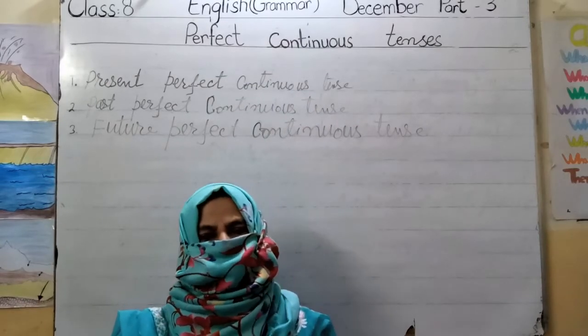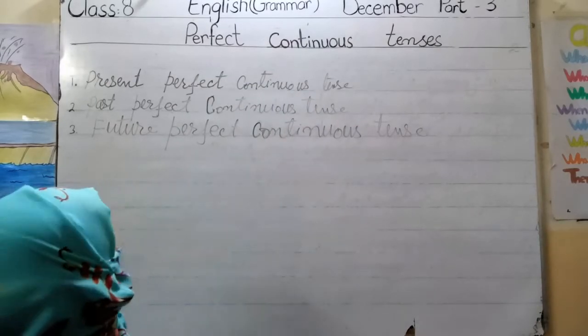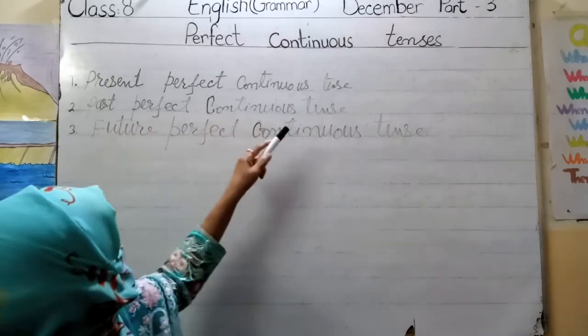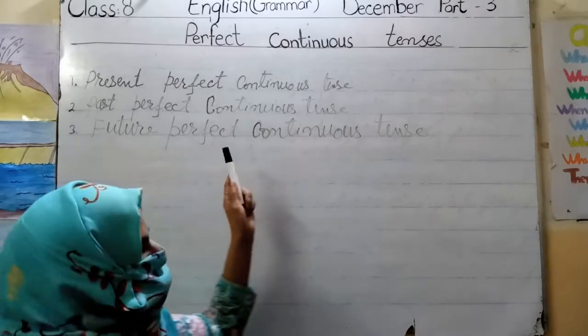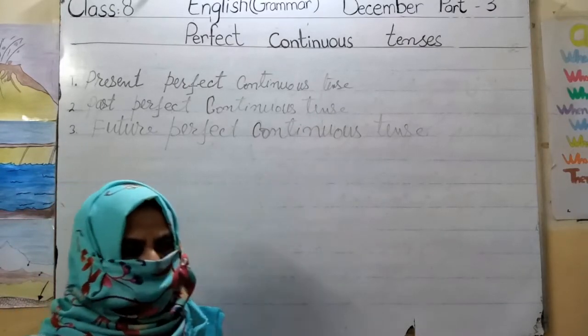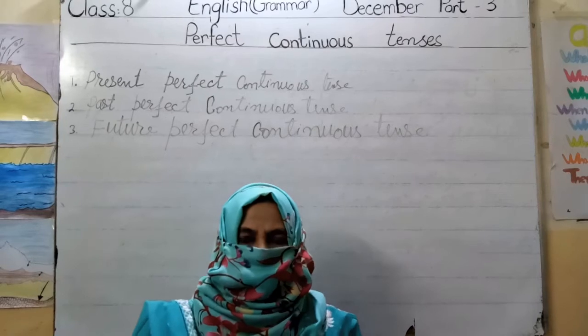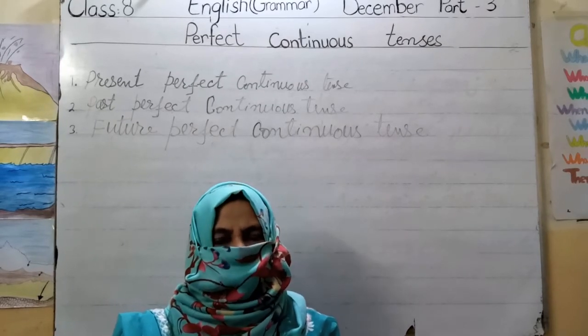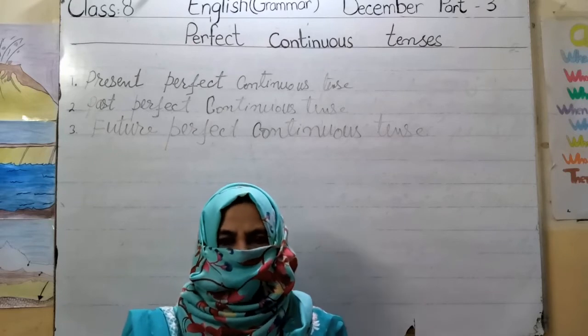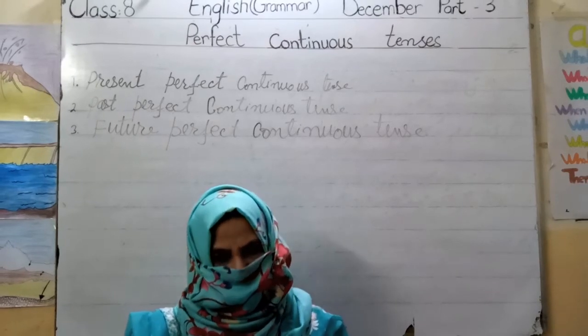My dear students, the explanation of perfect continuous tenses is completed here. I hope you understood the structure and formation of present perfect continuous tense, past perfect continuous tense, and future perfect continuous tense. The translation is given in the PDF. There are 3 paragraphs. You have to translate these paragraphs yourself.